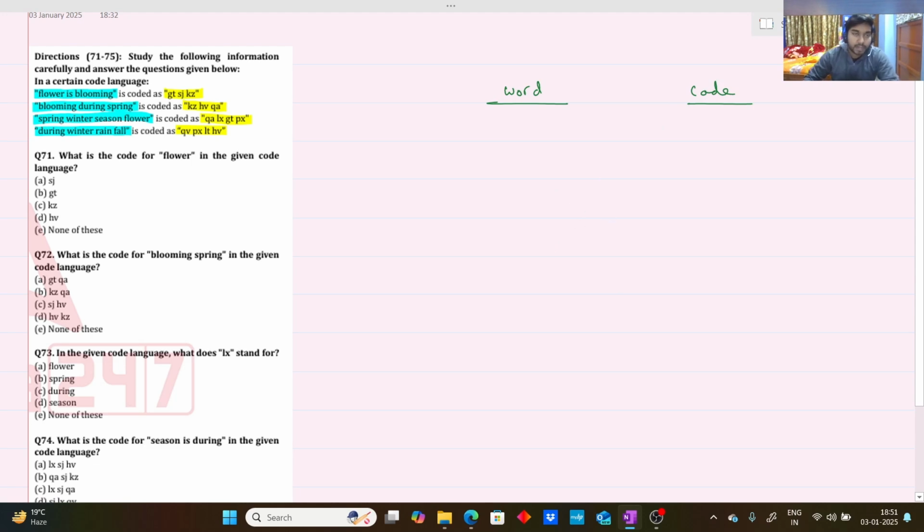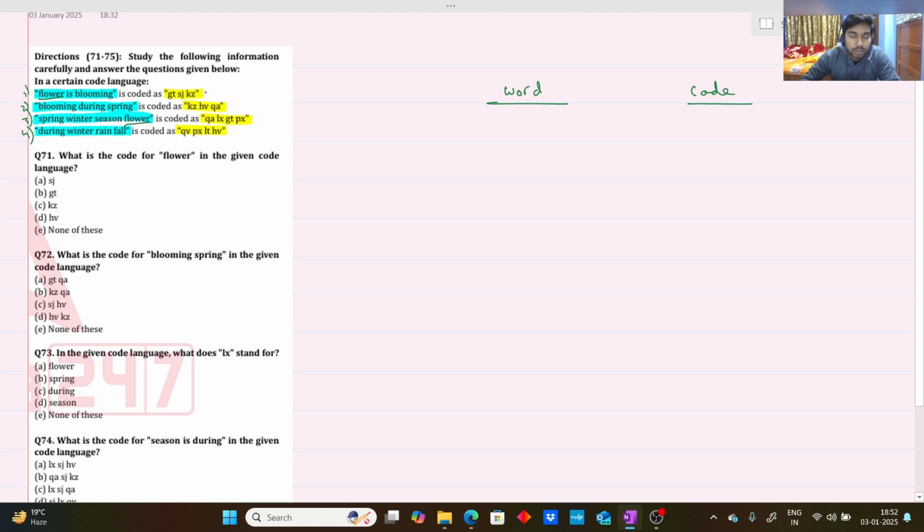How do you make a table for that? We'll go one by one, starting from the first sentence. We'll see flower is my first word. Can I find flower in any other sentence? Yes, in the third sentence I have flower. Is there any other word common between the first and third sentence? Spring, winter, season, is, blooming. No, there are no other words common between the first and the third. That means flower is my only common word.